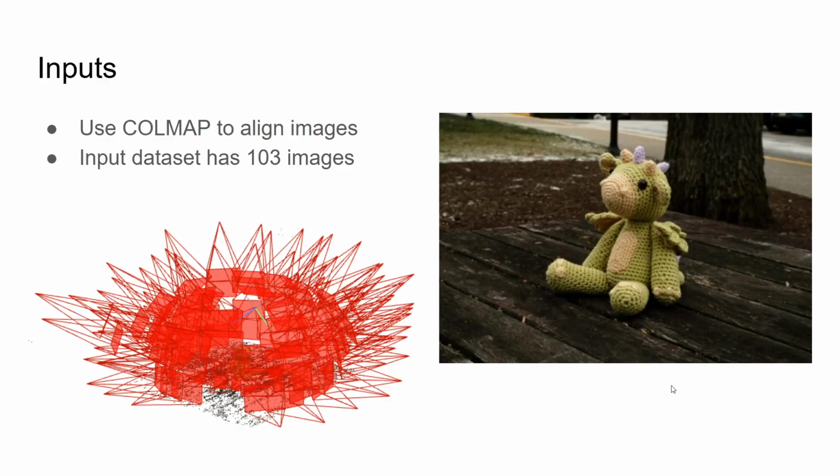The inputs I used for this algorithm are the image stack of 103 images. I put this crochet dragon on a table and took pictures from all directions. And then for the input data, the aligned images, I used COLMAP. Each of these red shapes is one of the images that have been aligned. If I were implementing the full workflow in Reality Capture, I would implement this step too, but I'm just focusing on that second step of taking the aligned images and generating the point cloud.